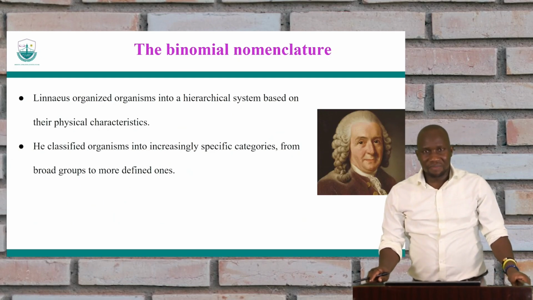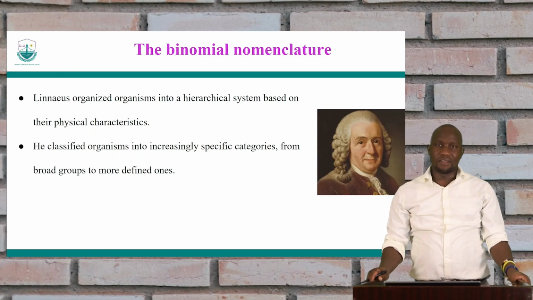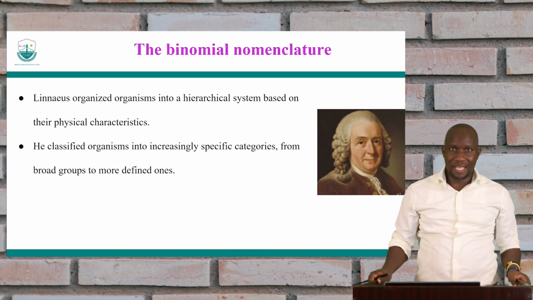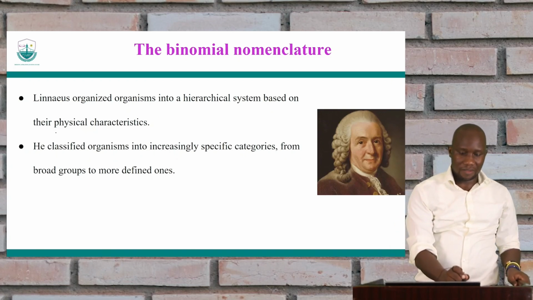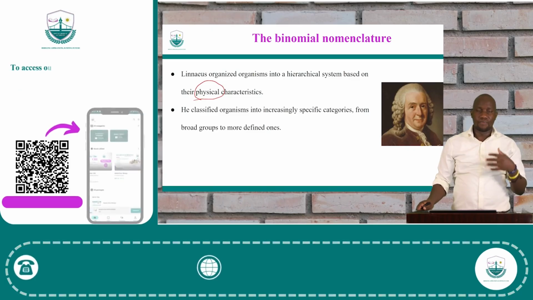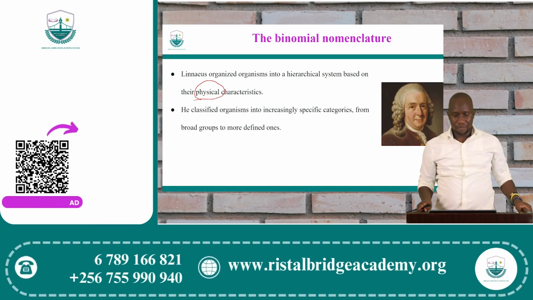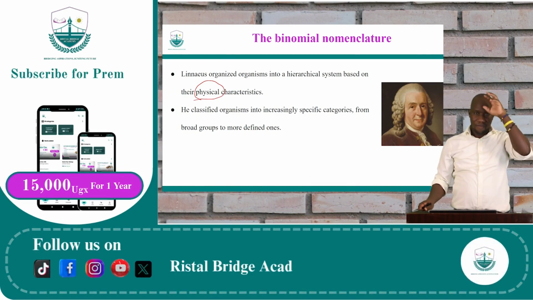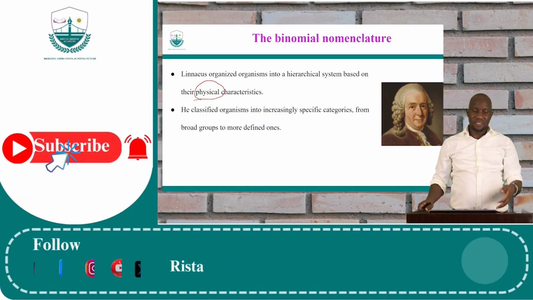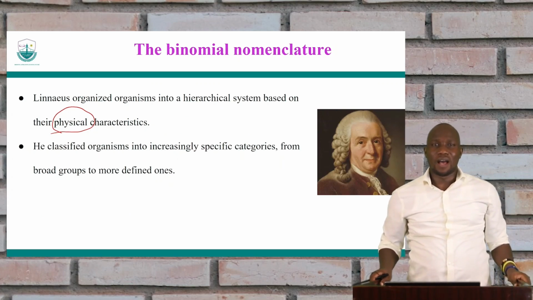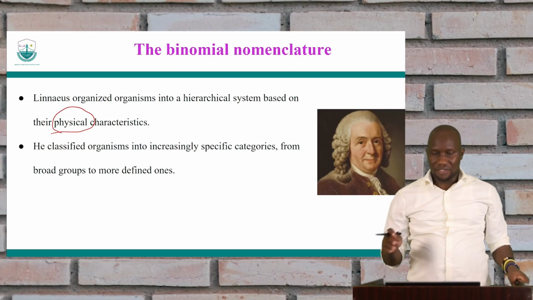This classification basically follows the hierarchical system that we already looked at, based on what we see, the physical characteristics, the makeup of the organism. The more you move from the higher ranks downwards, the more the organisms look similar. You have more similarities and fewer differences.